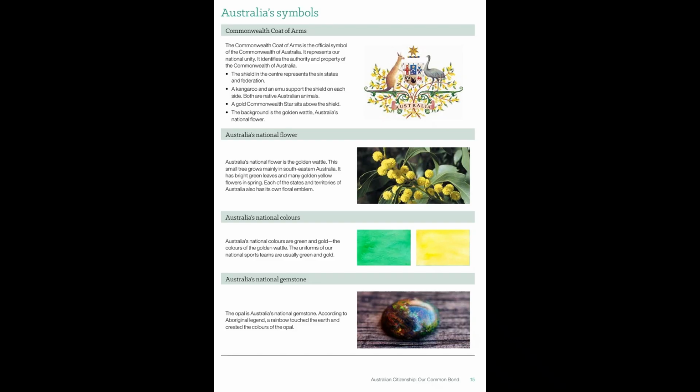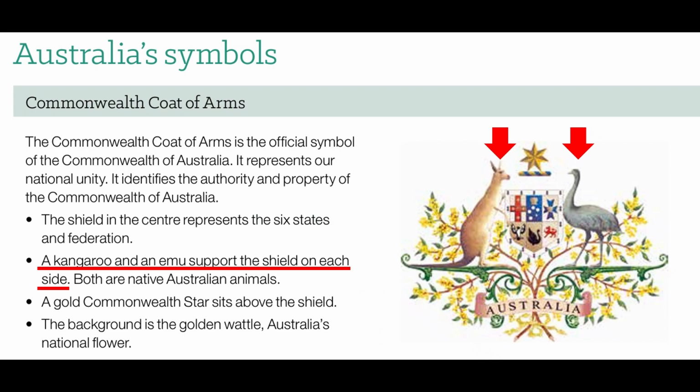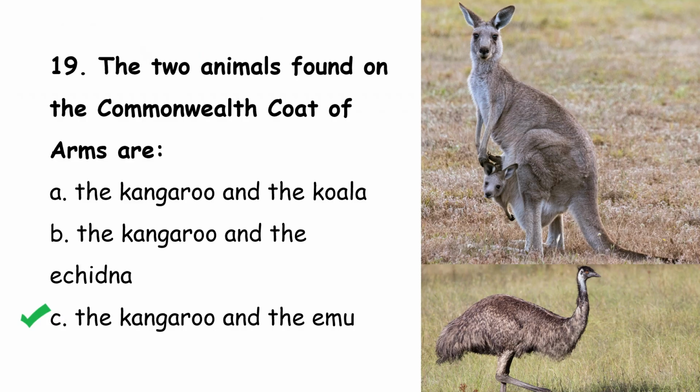Page 15 in Our Common Bond says, a kangaroo and an emu support the shield on each side. So the answer is C. The two animals found on the Commonwealth coat of arms are the kangaroo and the emu. Neither of these animals can move backward. They symbolize Australia as a nation that always moves forward.